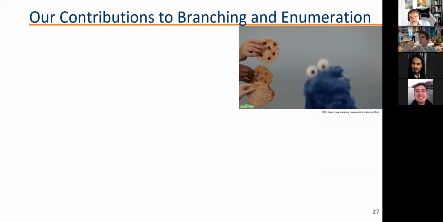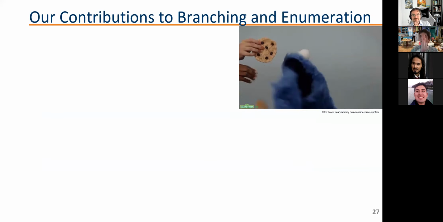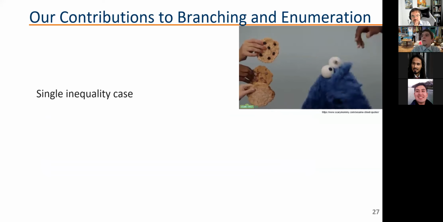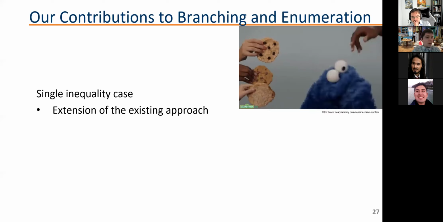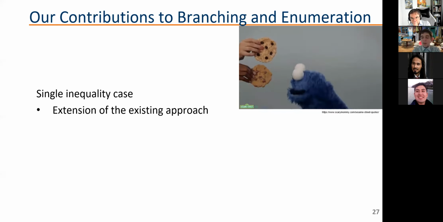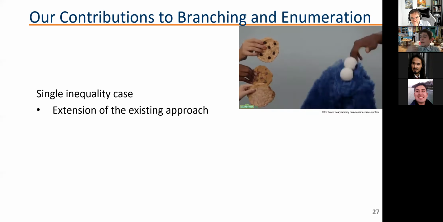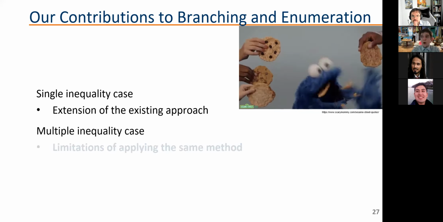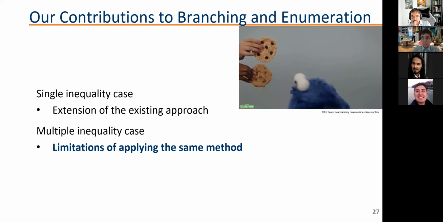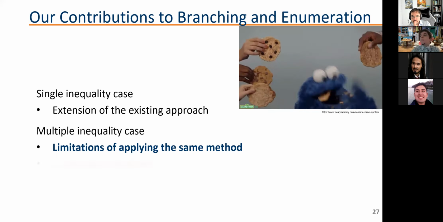And here I'm just going to summarize the contributions of this first part of the talk. So in the case of a single inequality, we extended the existing approach. So it works now for any left-hand side that's additively separable and any fractional right-hand side. In the case of multiple inequalities, we show that there are limitations to applying exactly the same method.